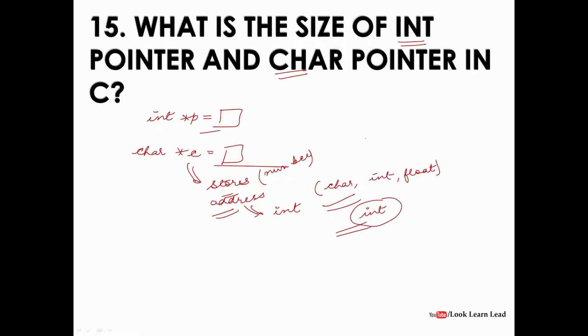So the size of any pointer, whether it is integer or character, would be 2 bytes for 16 bits and 4 bytes for 32 bits. So irrespective of type, the pointer size would be the same, because a pointer stores an address, and an address is an integer only. An address is a number only.